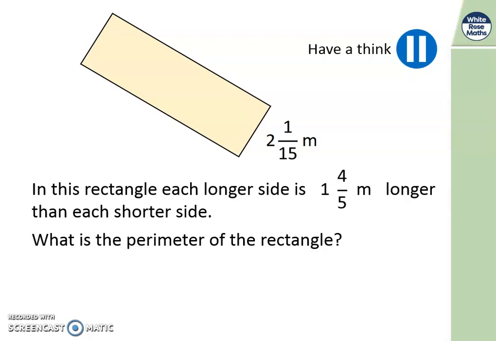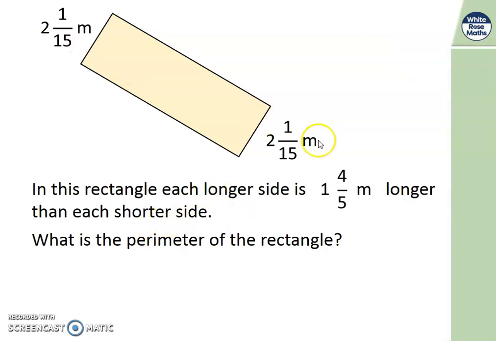Let's see if you worked it out the same way. So, in a rectangle, we know opposite sides are equal, so we can record that onto there. This side, the longer side, is 1 4/5 longer than this, so I need to do my 2 1/15, and I need to add on 1 4/5 to find out the length. So I need to change this 4/5 into 15ths by multiplying each part by 3, which is 12/15.